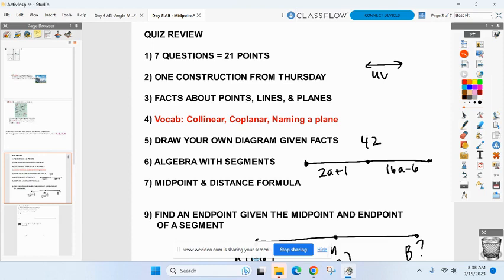All right, so I'm going to give you this whole diagram. There's going to be points on it. There's going to be lines on it. Name the plane. So you got to remember how to name a plane. All right, draw your own diagram. That's going to be a little tough.